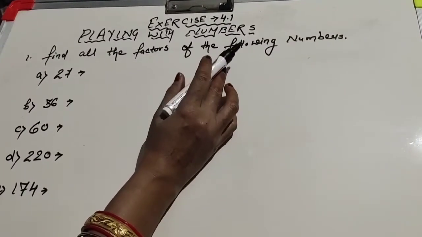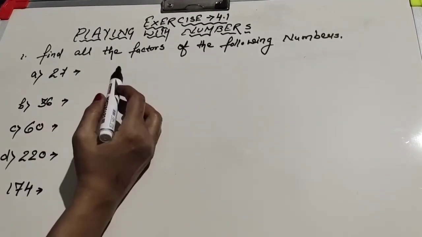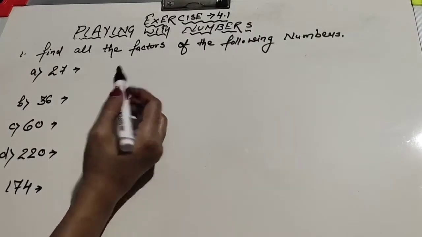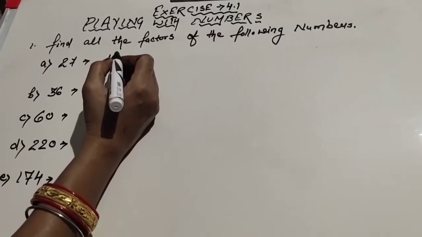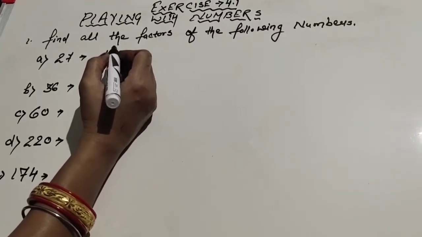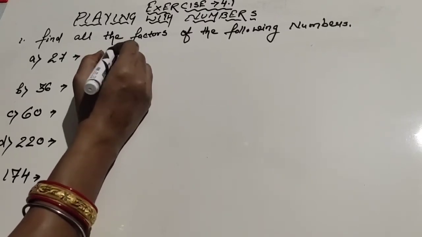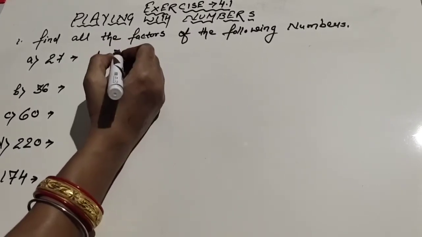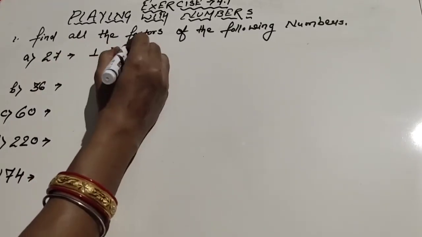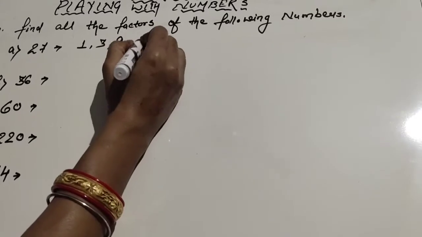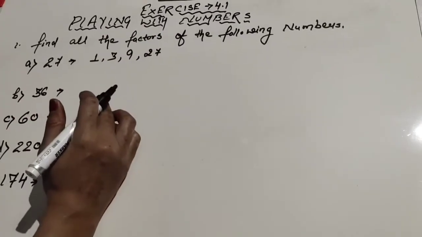We will find the factors of 27. As you know, 1 is a factor of every number, so we have to write 1. Now what will we do next? We will find 27 as a product of two numbers in all possible ways. Next is 3, in the 3 table 27 will come. Now the next will be 9 and the last is 27. The same method we can use for questions B, C, D, E.